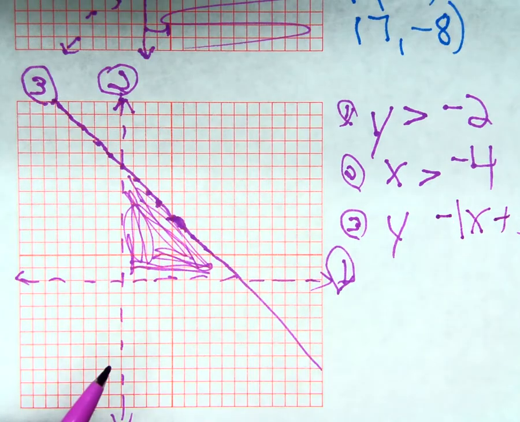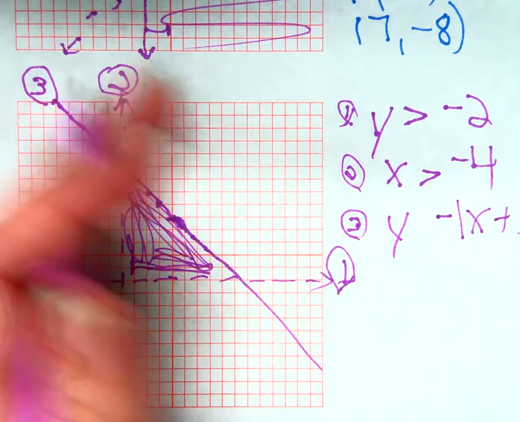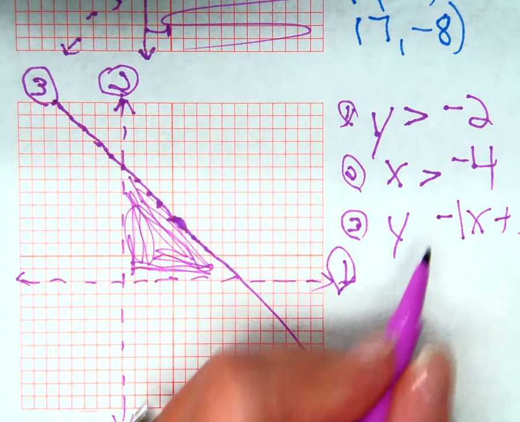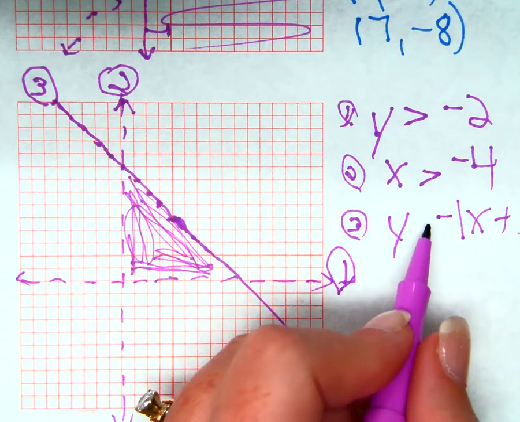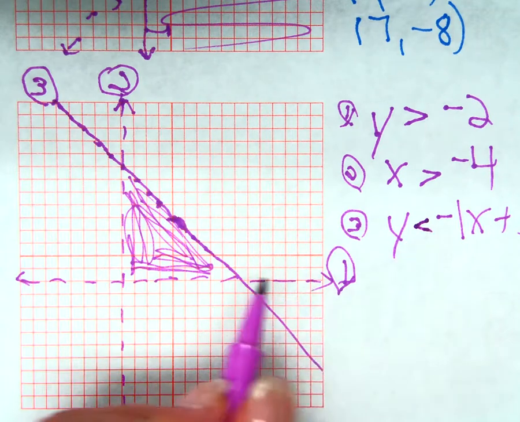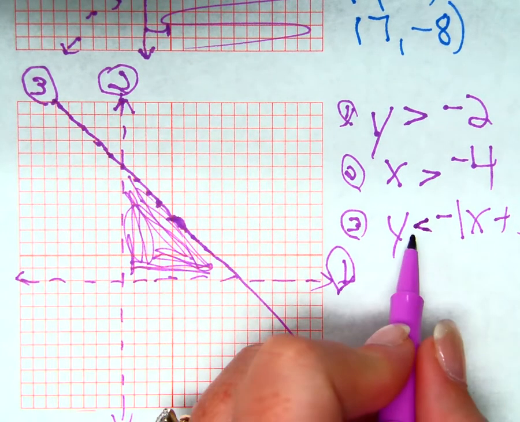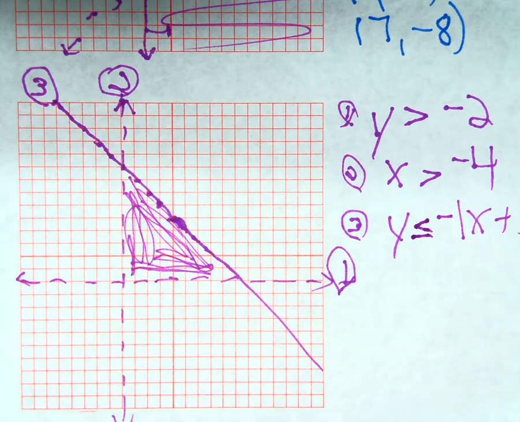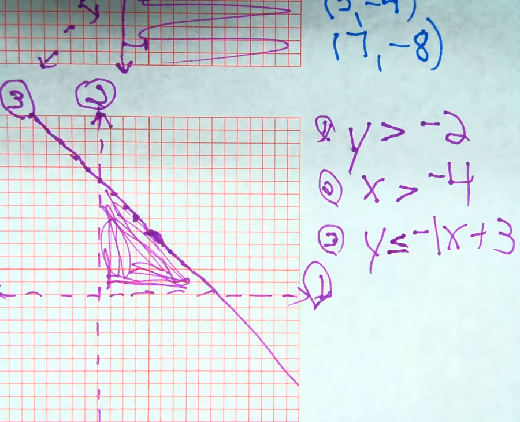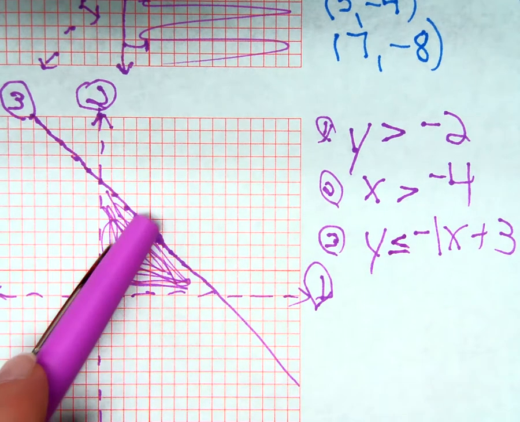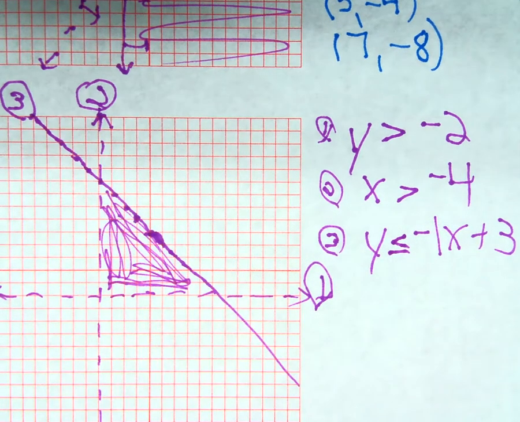From left to right is decreasing. So I shaded above or below it? Below it, so it is less than. And why is it or equal to? Because it's a solid line. Sorry, you can't see the 3. Is that better? So if I give you a system, can you graph it for me? If I give you a graph, can you write the system? Good.